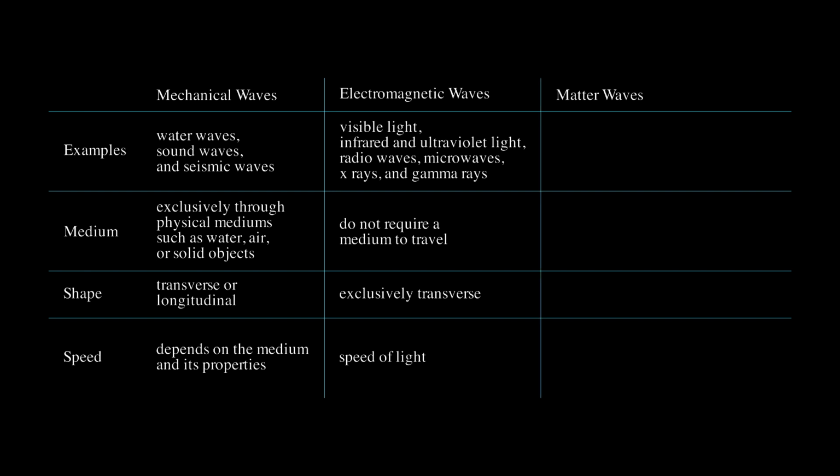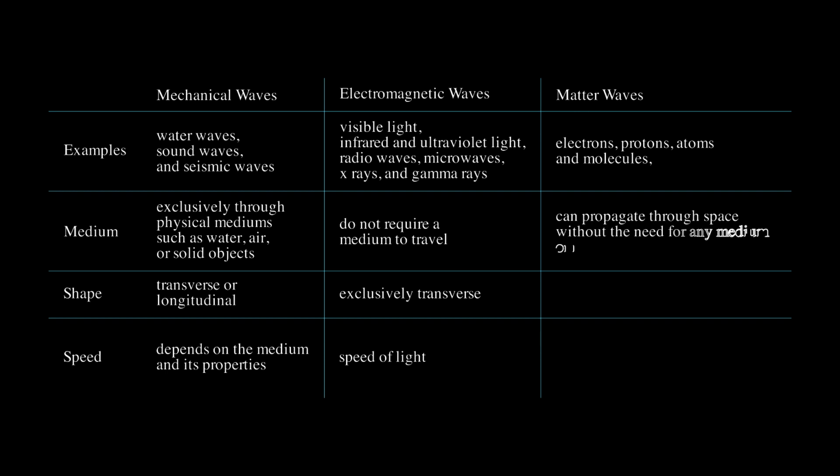Matter waves deviate from the characteristics of both transverse and longitudinal waves. Matter waves, also known as de Broglie waves, are associated with particles such as electrons, protons, and atoms, and they are crucial in quantum mechanics. Matter waves can travel through space devoid of any medium or material for propagation. Unlike mechanical and electromagnetic waves, matter waves do not represent physical oscillations. Instead, they are described by the quantum mechanical wave function.